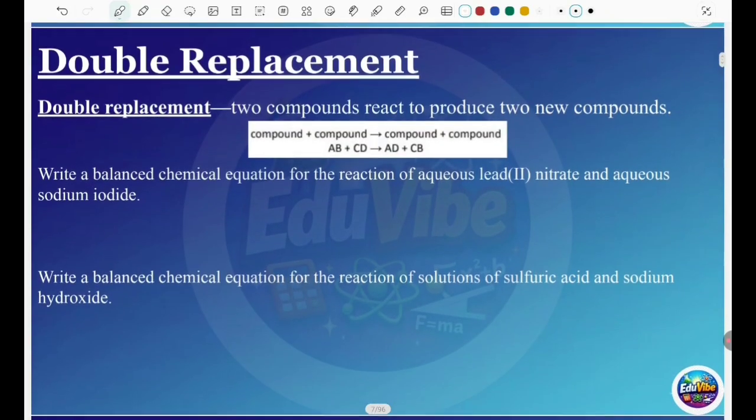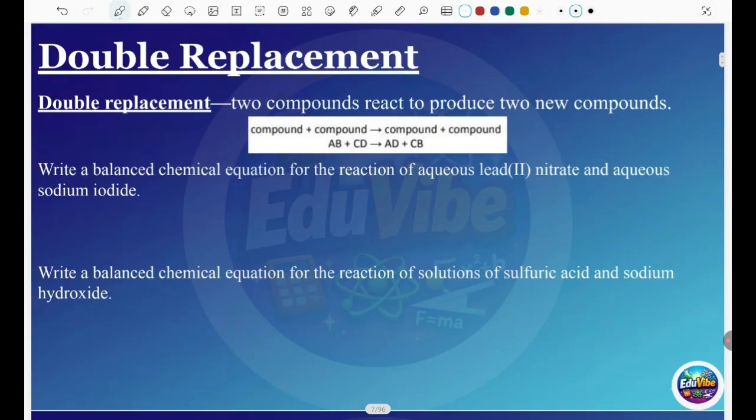Next we have a double replacement. When we do the double replacement, it's the same as the single one. We did the single one, now we have to do the double one. So two compounds react to produce two new compounds. Like AB with CD will now make AD, with A and D, and CB, with B and C.